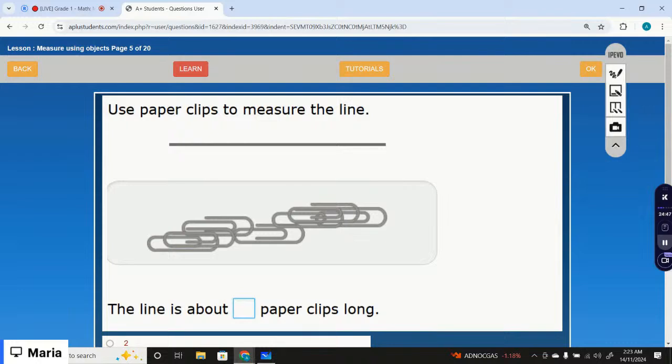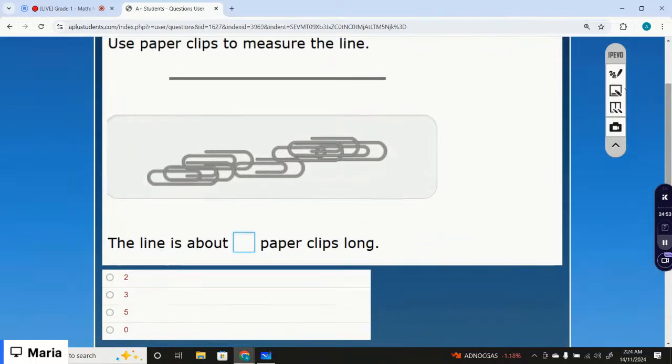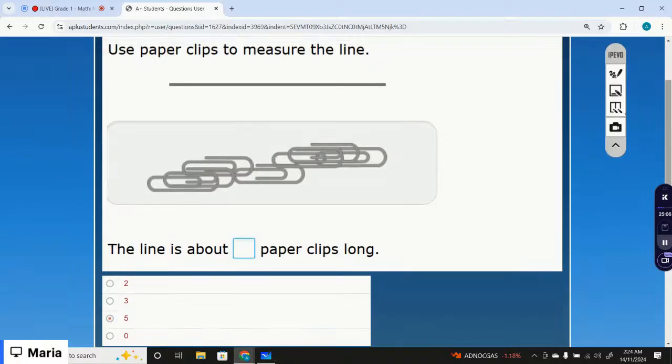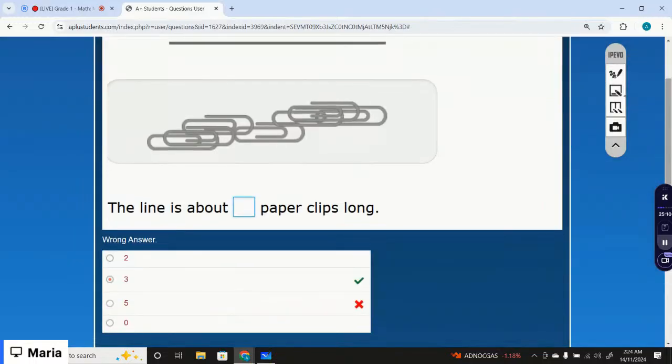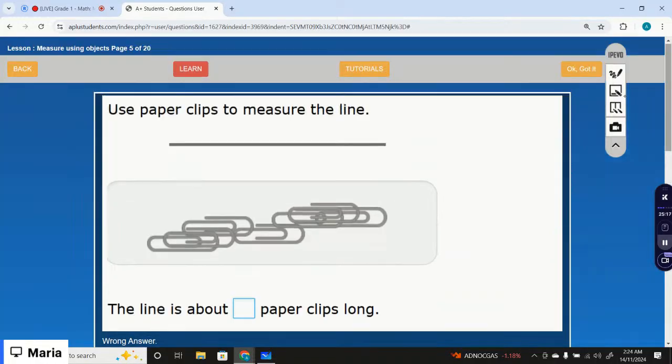Use paper clips to measure the line. So which is the correct option? I think it would be 5 paper clips long, right? The correct option is 5. Again, that's a mistake. 3 paper clips long. The correct option is 3 paper clips long, right?